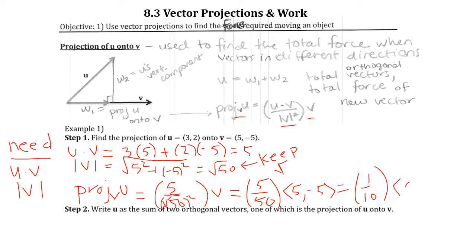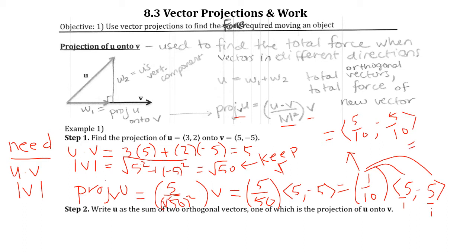Times 5, negative 5. And so when you multiply these, this is a scalar being multiplied by these, but you have to remember that they are only being multiplied by the tops, the numerators, because it's fractions. So don't multiply by both. Then this will become 5 over 10, a new vector, and negative 5 over 10, which reduces to a half and negative a half.